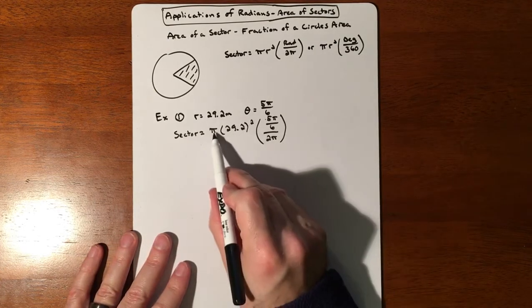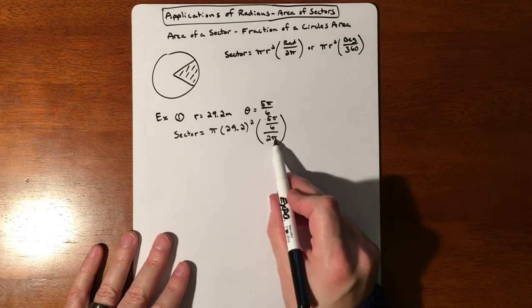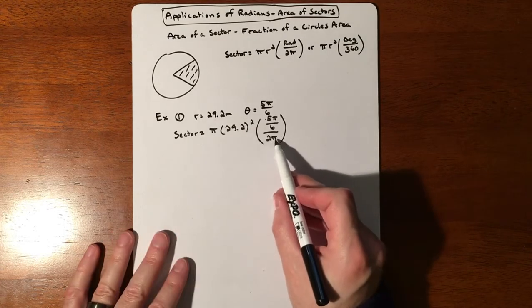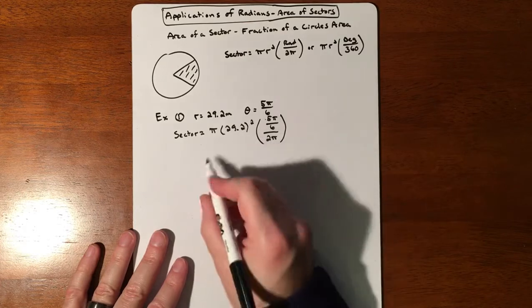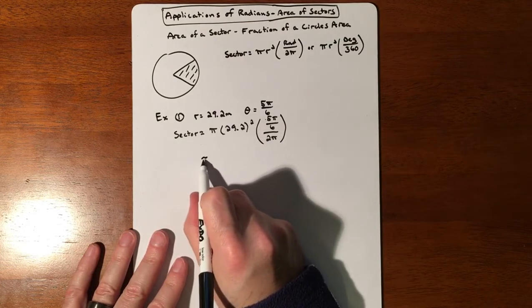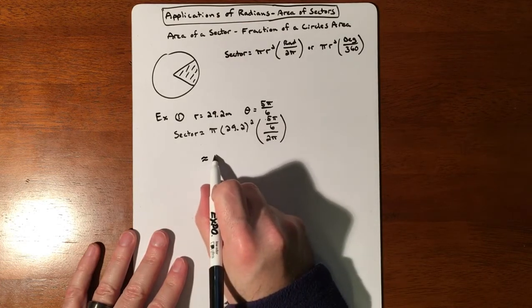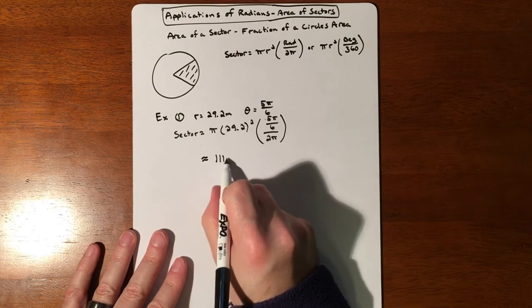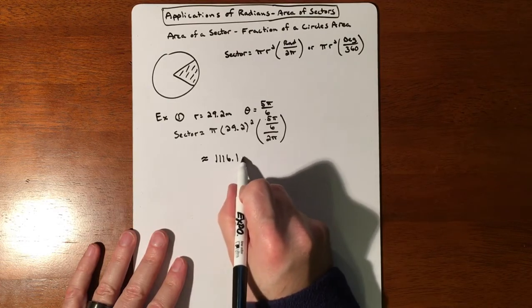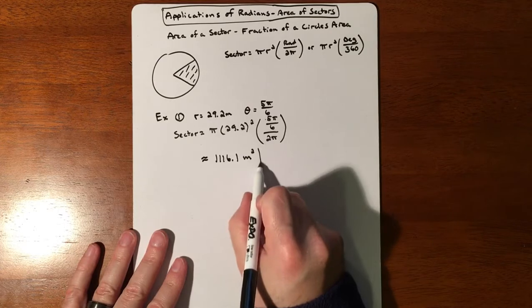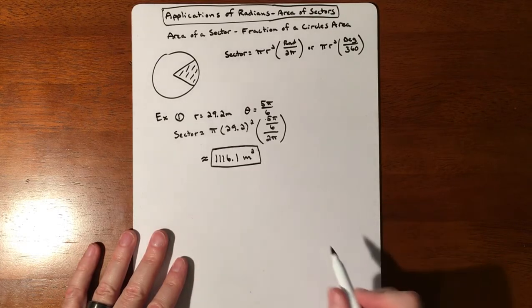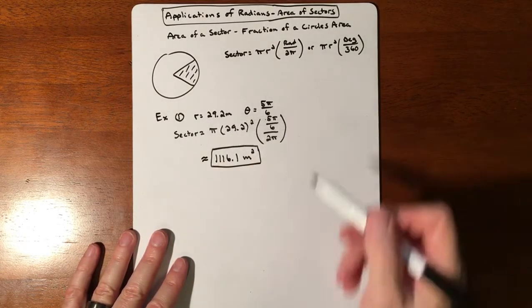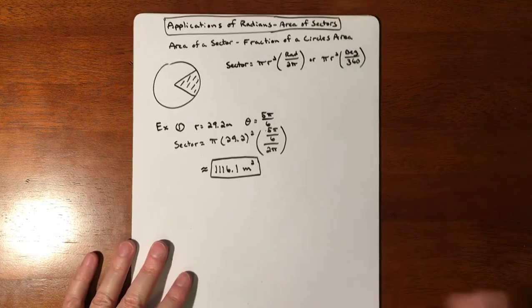Just a little side note, that pi is always going to cancel that pi if you're in radians. If that's worth doing, great. If not, just put that whole thing into the calculator. And we are looking at roughly 1,116.1 meters squared. All right, so the main thing is, are you okay with the setup on this? So that's example 1.